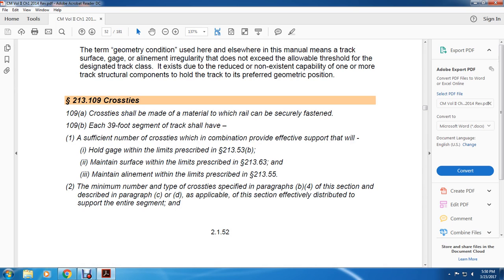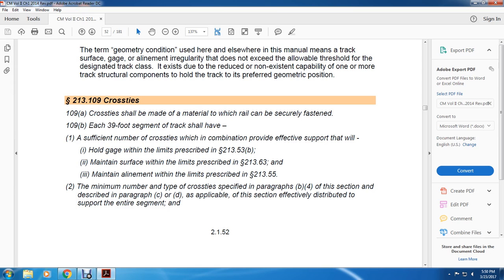213.109, cross ties. 109A: cross ties shall be made of a material to which rail can be securely fastened. 109B: each 39-foot segment of track shall have a sufficient number of cross ties which in combination provide effective support that will hold gauge within the limits prescribed in 213.53B, maintain surface within the limits prescribed in 213.63, and maintain alignment within the limits prescribed in 213.55.